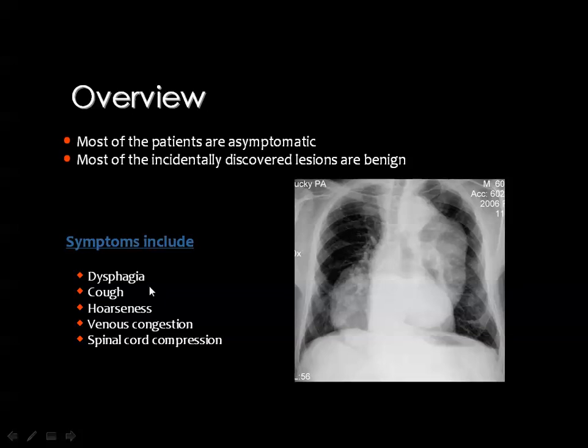Compression of the esophagus will result in dysphagia. Compression of the trachea will result in cough. Compression of the recurrent laryngeal nerve will result in hoarseness of voice. Compression of the venous drainage will lead to congested veins. And the compression of the spinal cord will result in some neurological deficits.